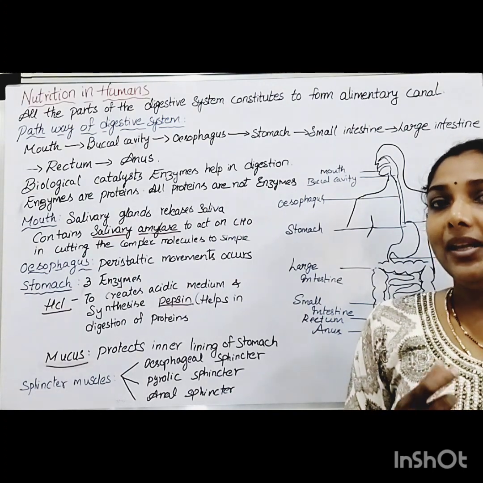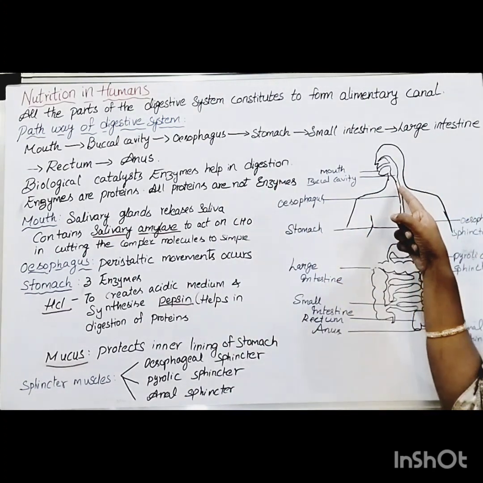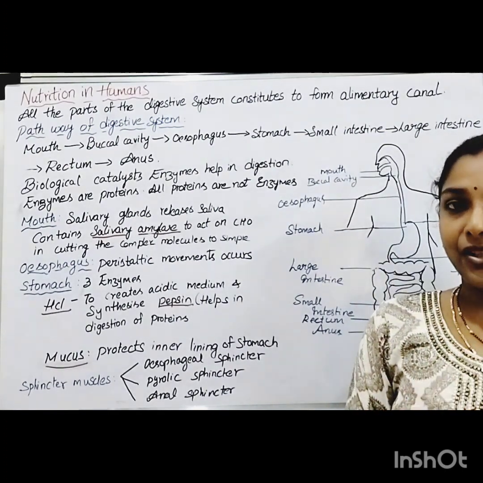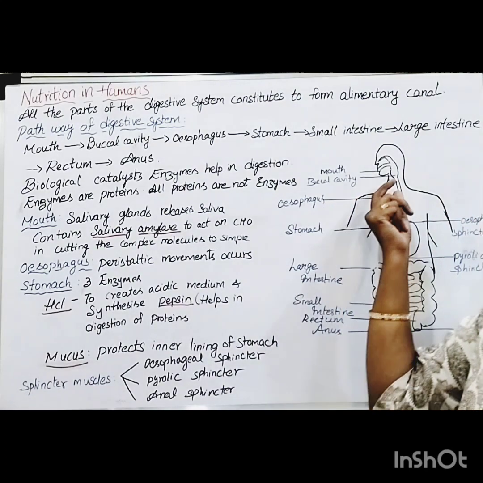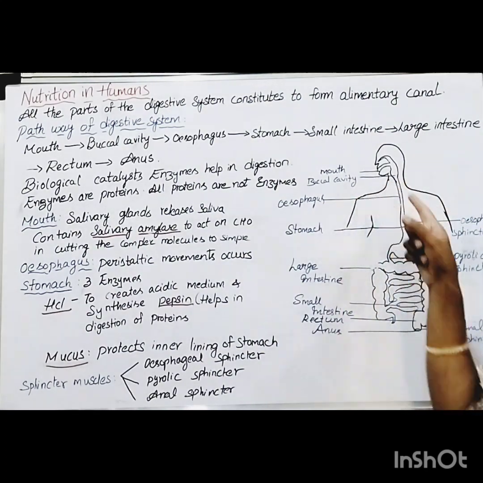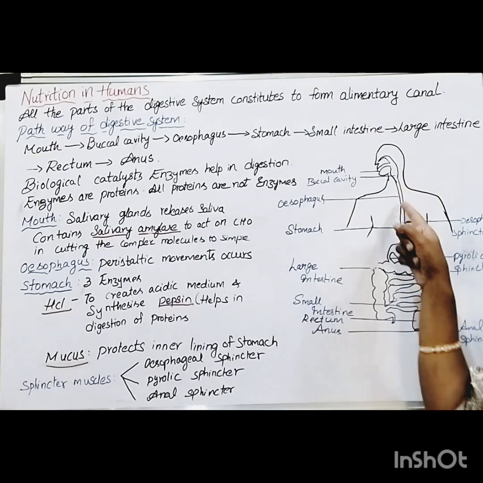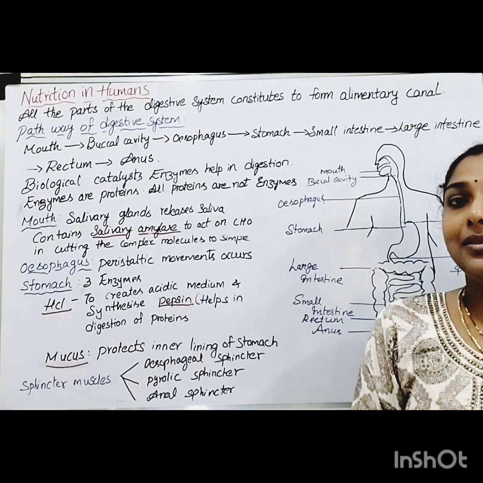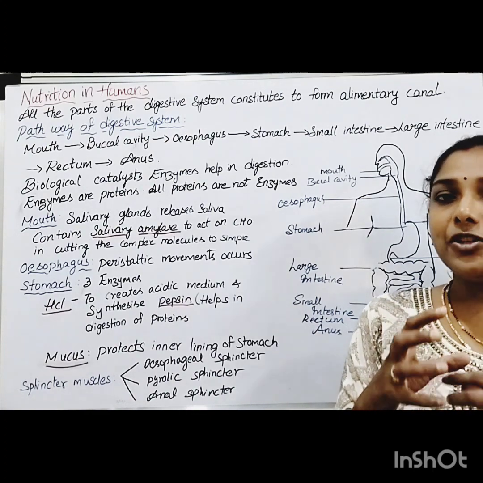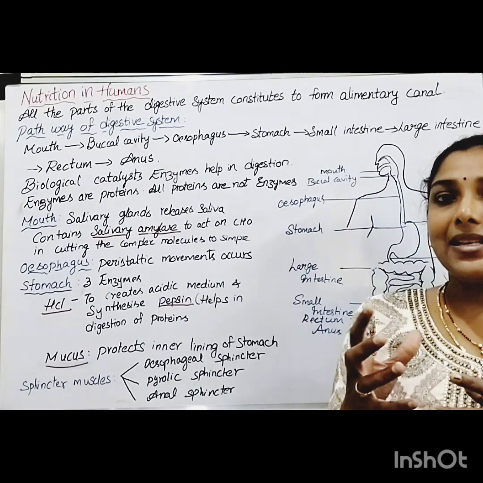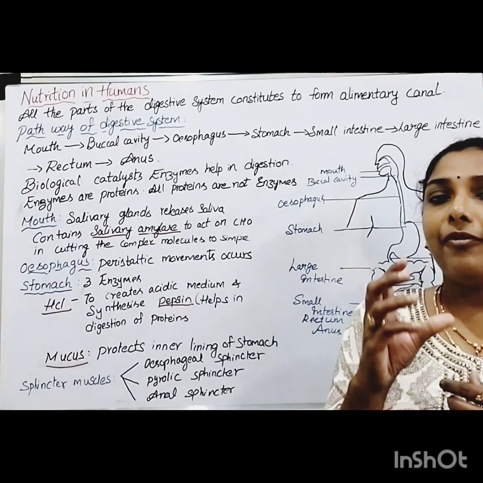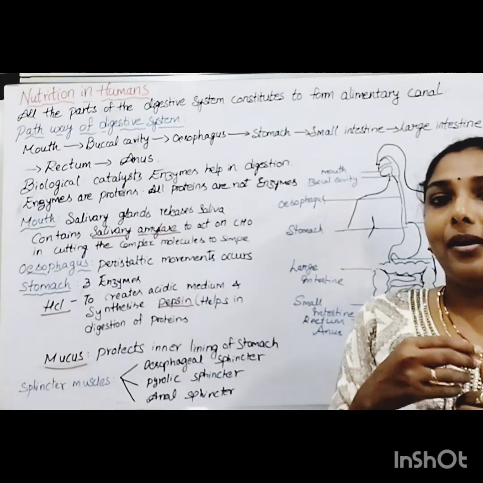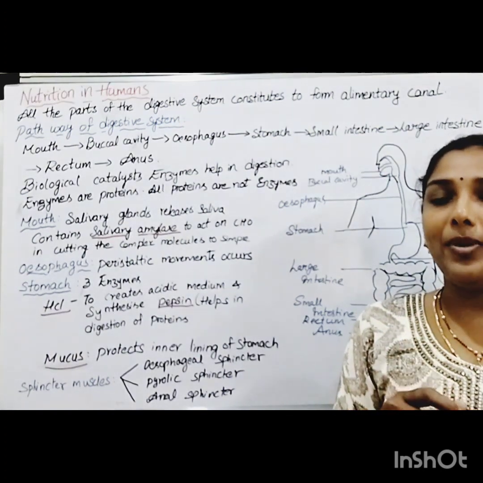This bolus will enter into the esophagus. What is the esophagus? It is a long pipe-like structure. We call it the food pipe. This food pipe is useful to carry food into the stomach. The saliva-mixed food forms a ball-like structure, a bolus, that will enter into the stomach through peristaltic movements.